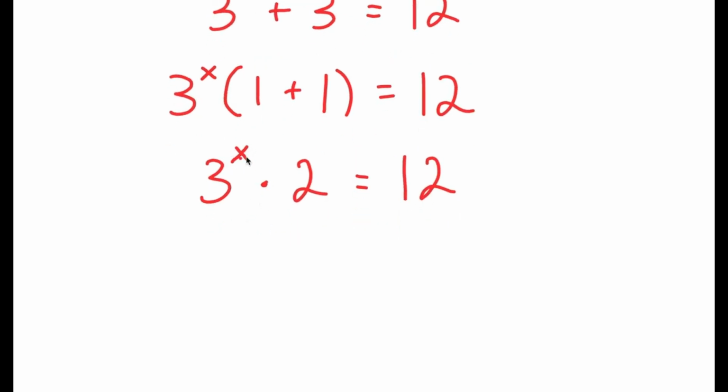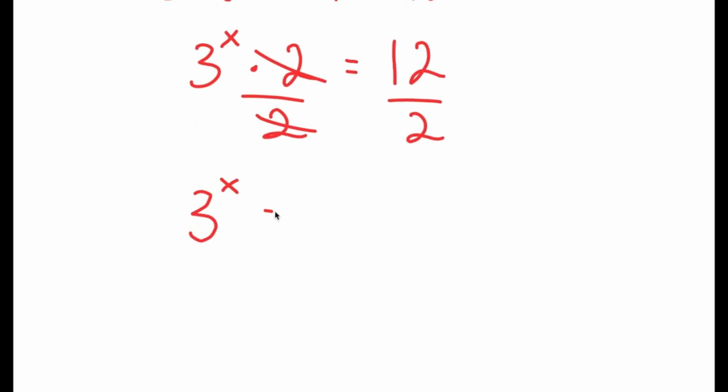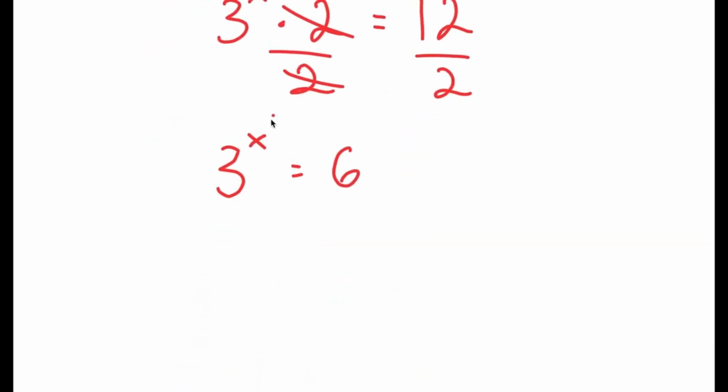So from here, we want to isolate x. To do that, we have to get rid of this times 2 by dividing both sides by 2. So now these two cancel out, and I'm left with 3 to the power of x is equal to 12 divided by 2, which is 6. So now I have basically another equation from this much larger equation. This is much more simplified. I have 3 to the power of x is equal to 6.